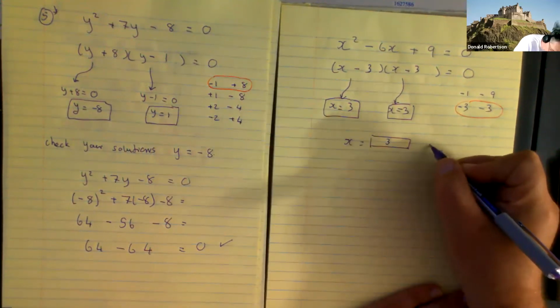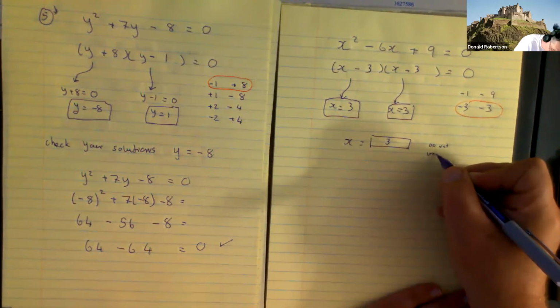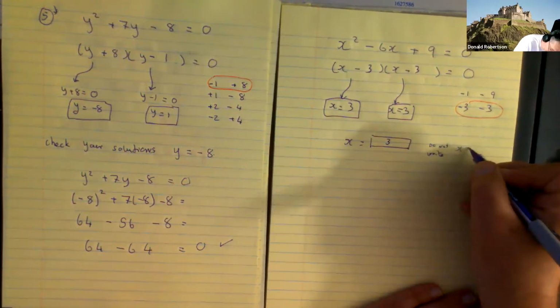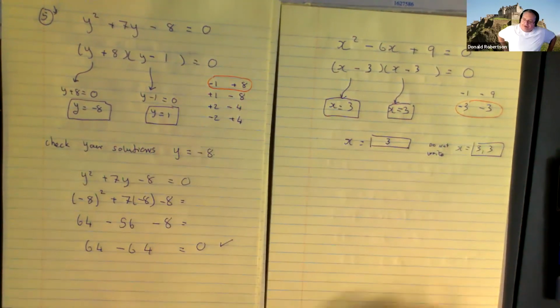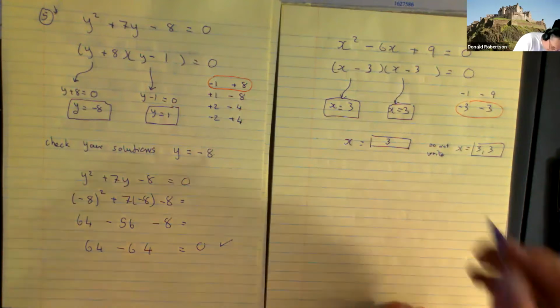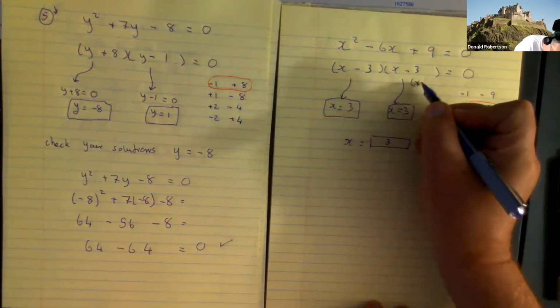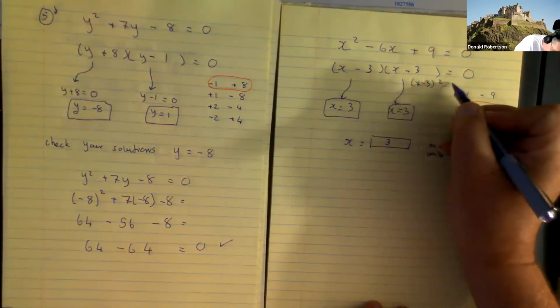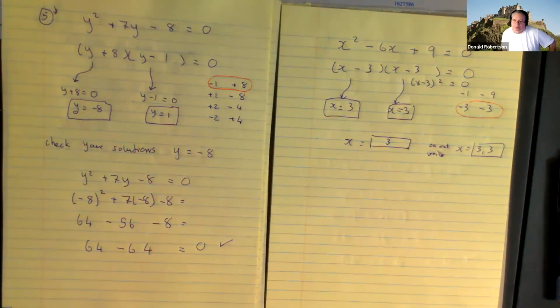You do not write 3 and 3. That's kind of redundant. You just need to write down x equals 3 and you've solved this equation. If you're interested, x minus 3 times x minus 3 would be abbreviated in mathematics by calling it x minus 3 squared equals 0.